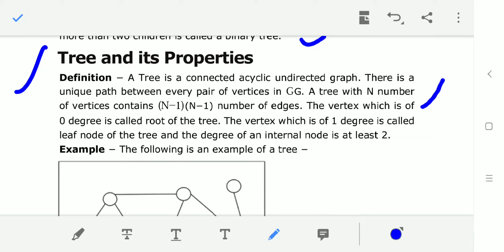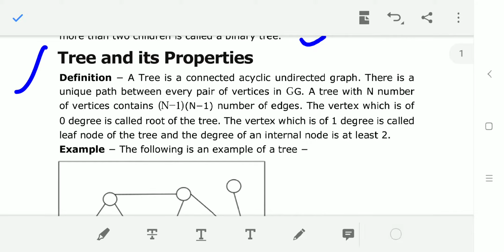The vertex which is of 1 degree is called leaf node of the tree, and the degree of an internal node is at least 2. For example, see this.